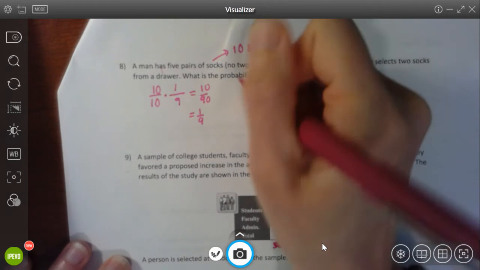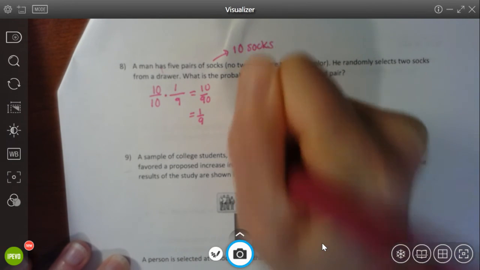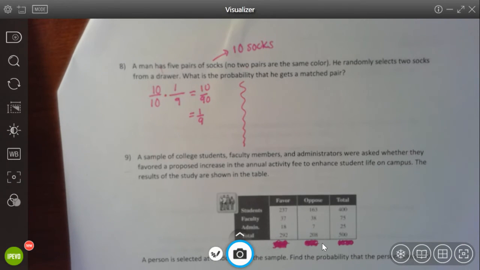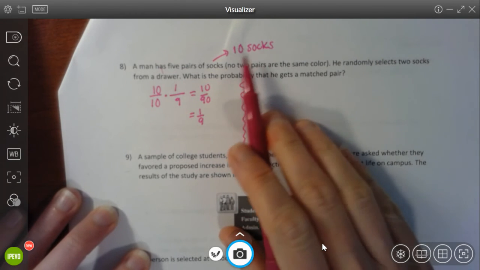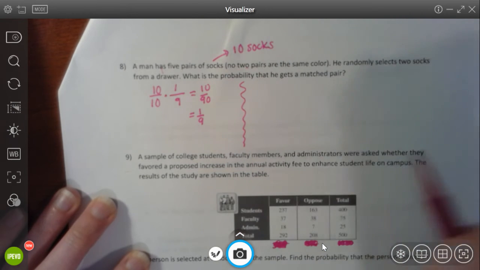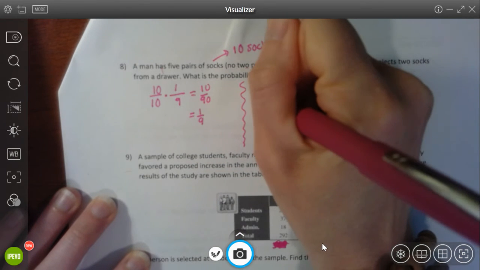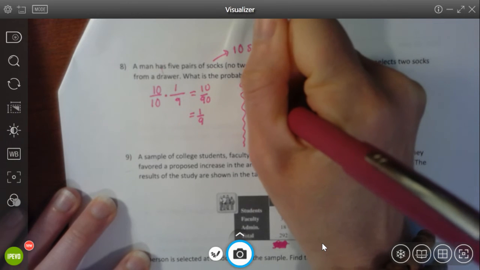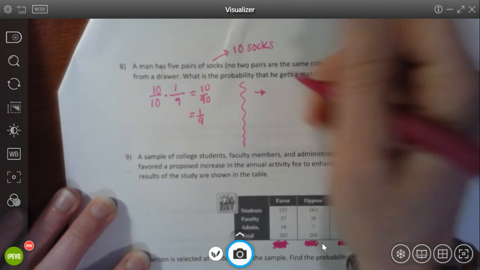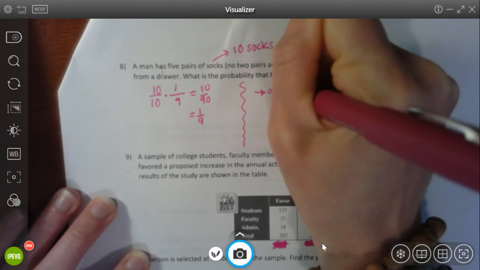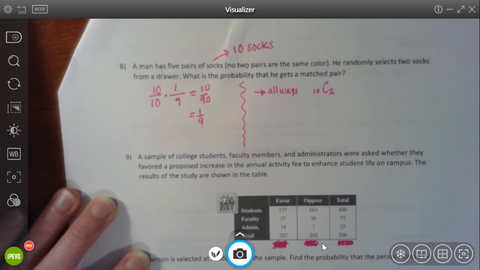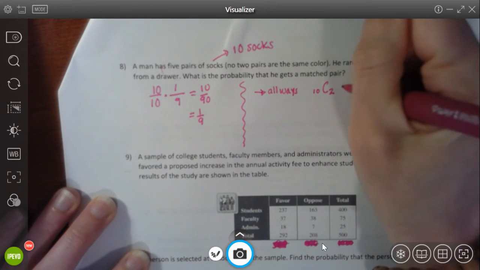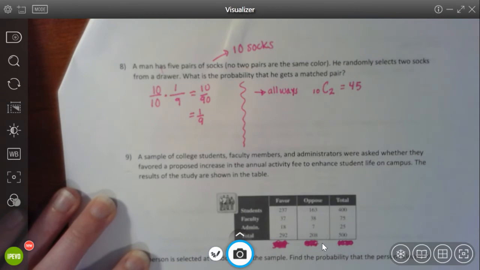Your other way to do this would be using our work from this section here. So trying to put it together where we go ahead and use our combinations or permutations. Since order doesn't really matter as he's selecting these socks, we're going to use a combination. So the first thing we're going to do is figure out all the different ways he can get 2 socks. He goes in the drawer, there's 10 socks, and he can randomly choose 2. And if he does that, there are 45 different ways he can do that.